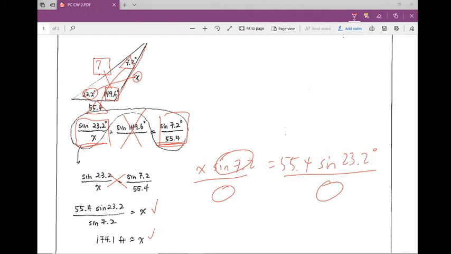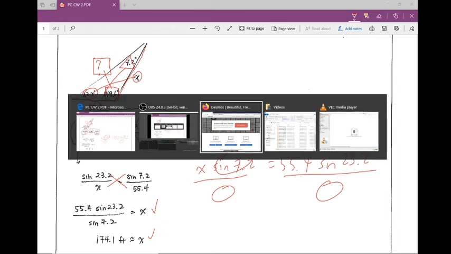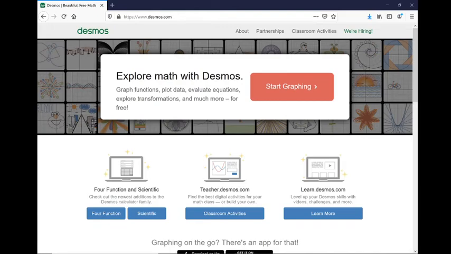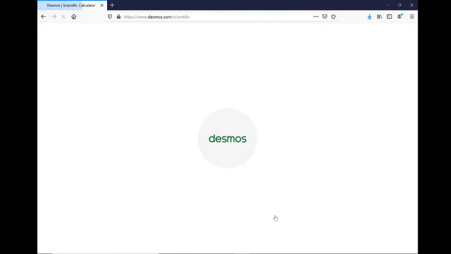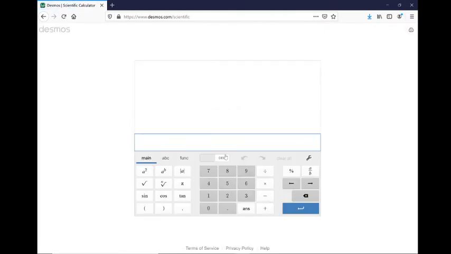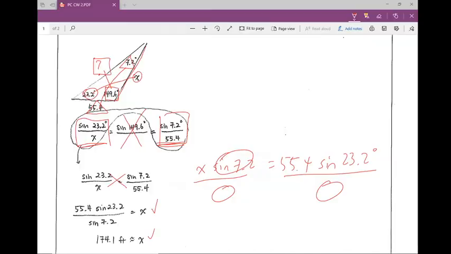Now, for those of you who don't have calculators at home, you can use Desmos.com. From Desmos, if you scroll down, you can access the scientific calculator right here. So click on that. The only thing you have to note is that it should either be in degrees or radians. Because of our question being in terms of degrees, you need to make sure that the calculator is calculating in terms of degrees.